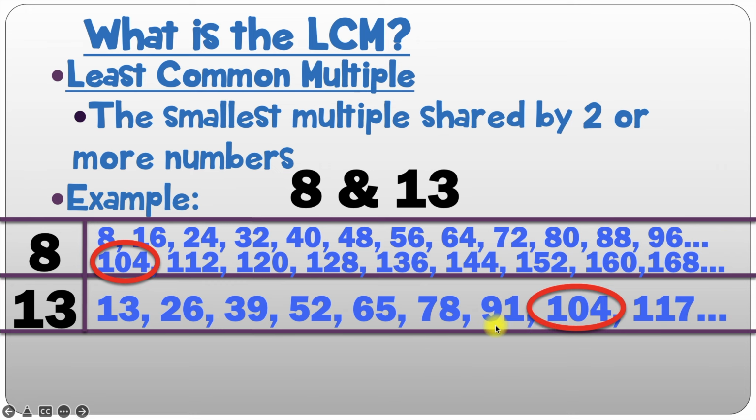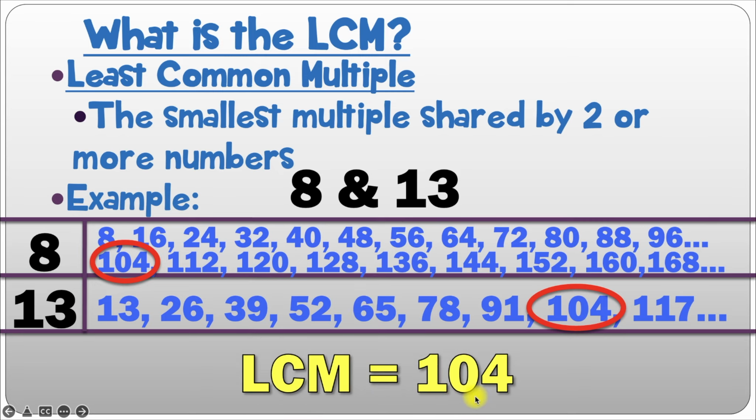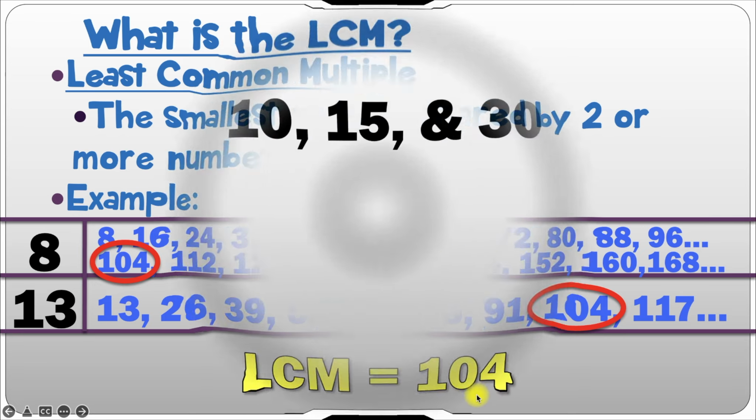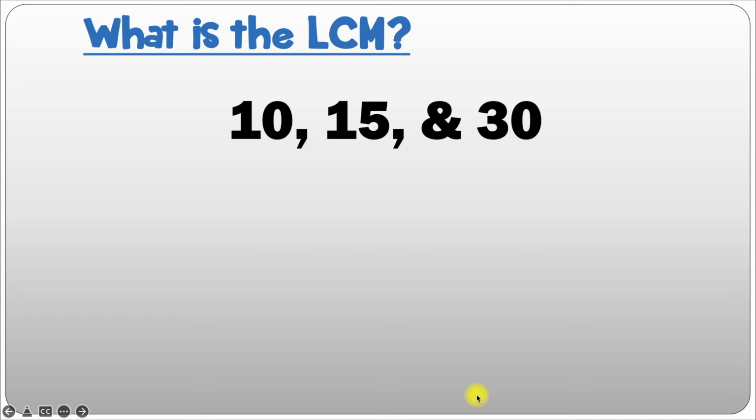And since it's the first one we saw, unless you want to keep going and going, which I don't think you want, that means our LCM for 8 and 13 is 104. And the last example, the most challenging example. What is the LCM of 10, 15, and 30? It's hard enough to find the LCM for 2 numbers, but with 3 numbers, that is a challenge.